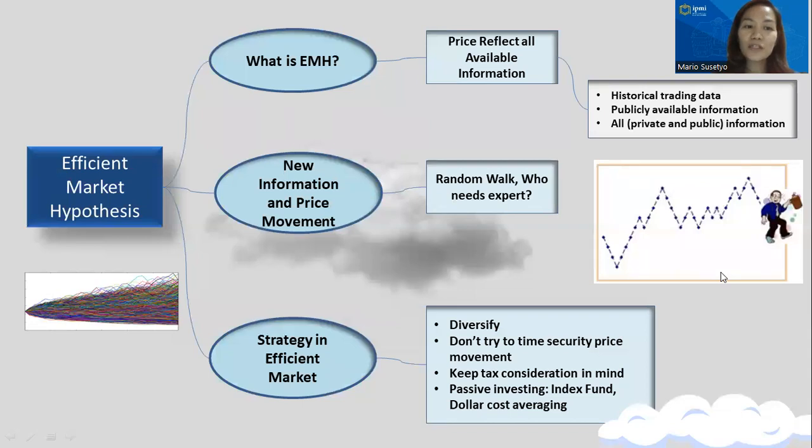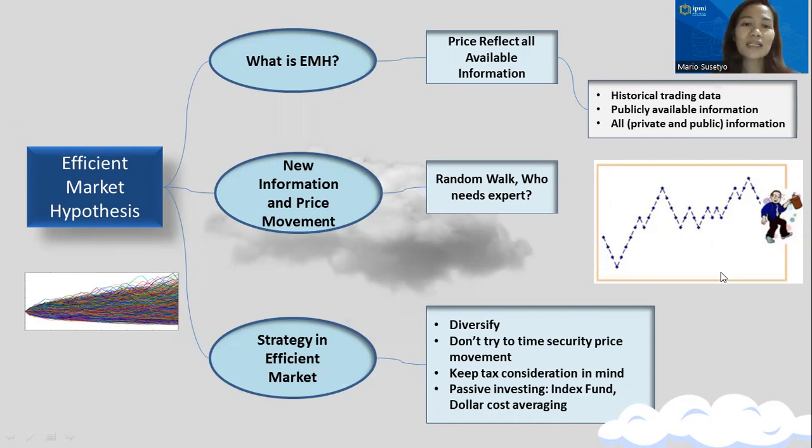Next, we learn about the efficient market hypothesis. We learn about EMH, where the price reflects all available information from historical trading data, publicly available information, and private information. However, all of this information is past or historical information. We don't know the new information and what the price movement will be in the future. That we call the random walk by Burton Malkiel. Who can predict the future? So all the information that we don't know in the future is a random walk.